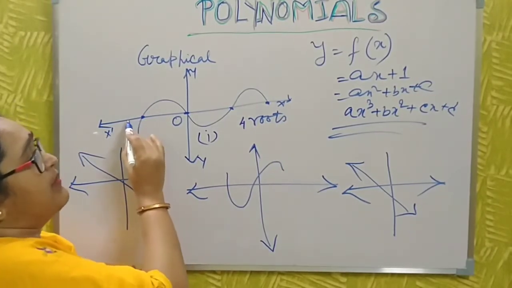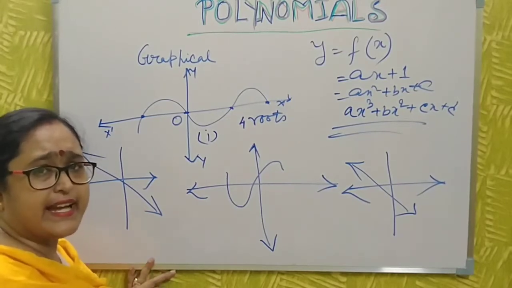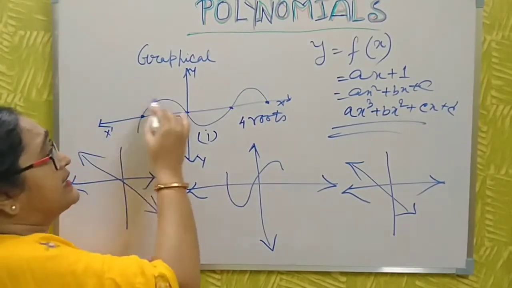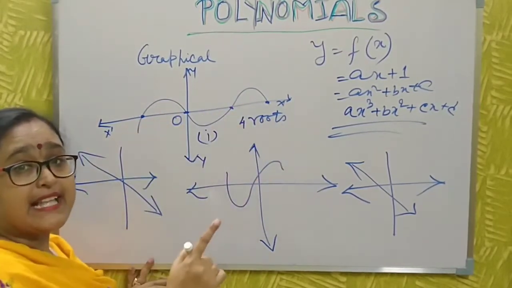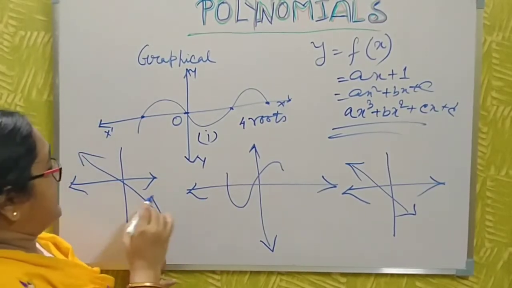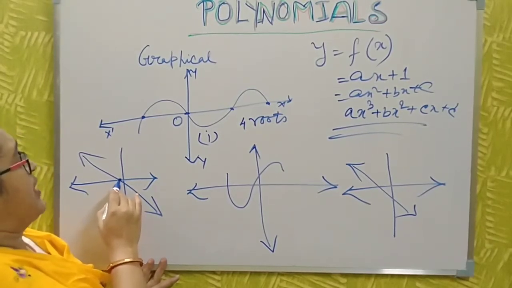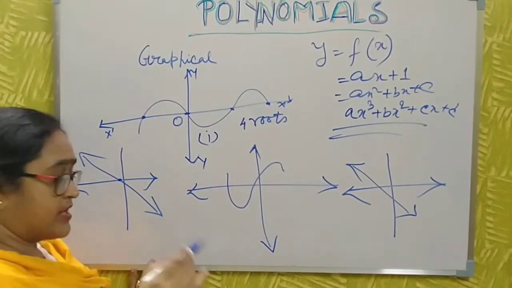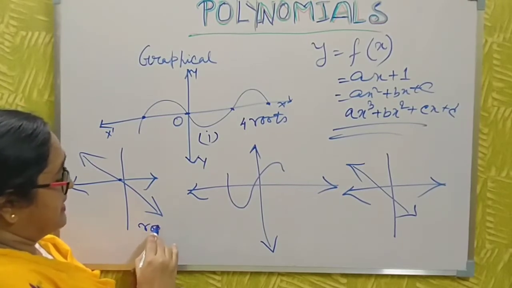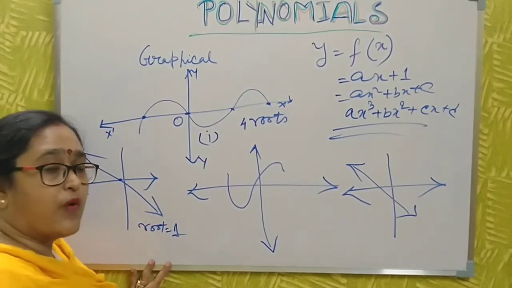Just observe, the polynomial is y equals f(x), the variable is x, so how many points does the graph touch the x-axis? These are the roots of the polynomial. This one touches the x-axis at 1 point. Okay, the root is 1. The root of the polynomial is 1.